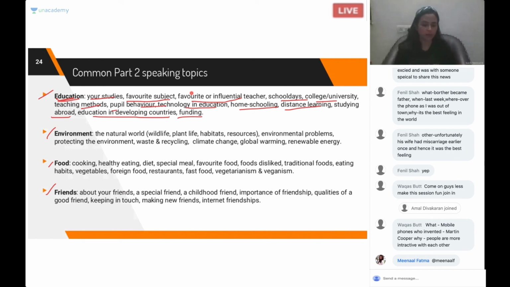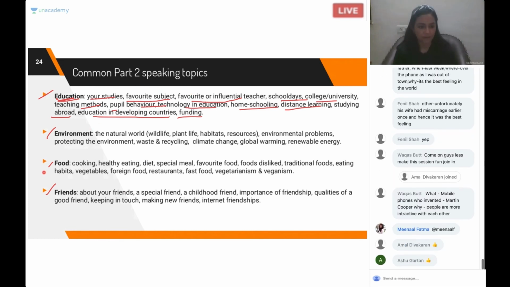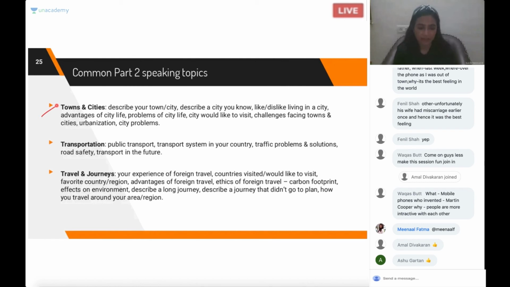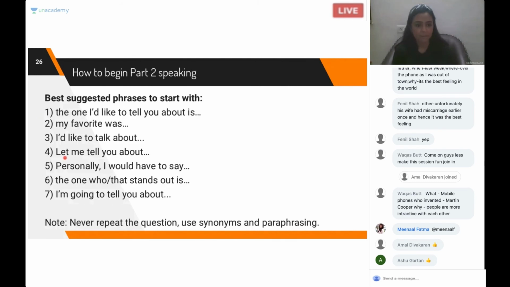So what you can do is use these keywords and get your own list of substitute words or phrases for them, right? So these are mine, but you can develop your own as well. Like towns and cities, a very common one, transportation, travel and journeys, right? So do practice over them.